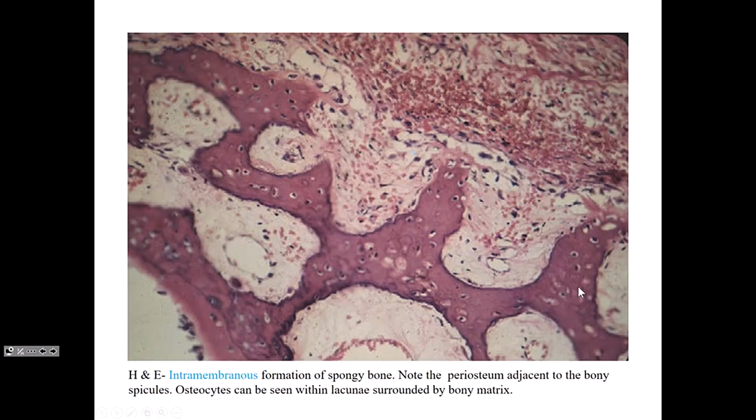Here's a higher power view of the same thing. So it's got to be intramembranous because here's a periosteum, and we can make out now, we can see actually osteocytes that are trapped within the bone proper, within the spongy bone. Okay? Questions?